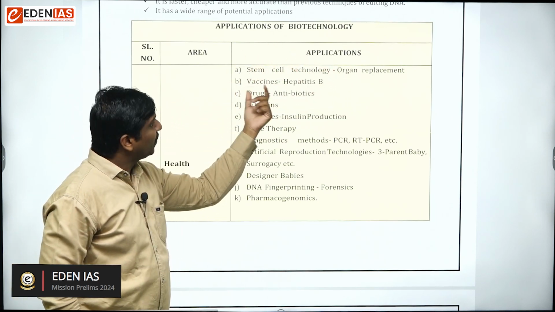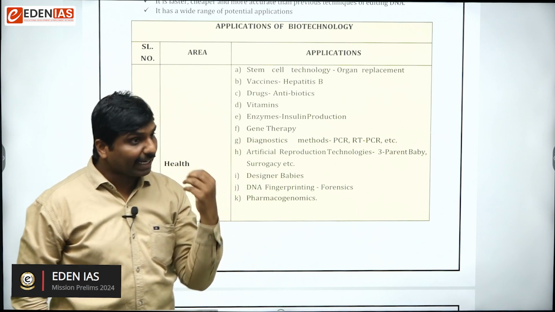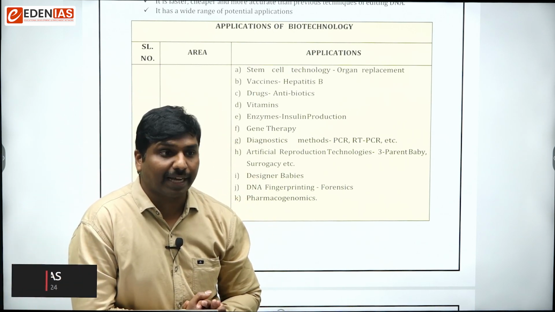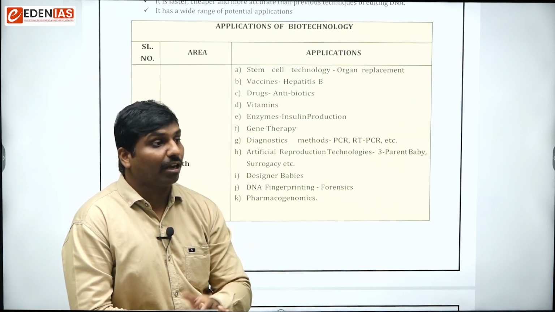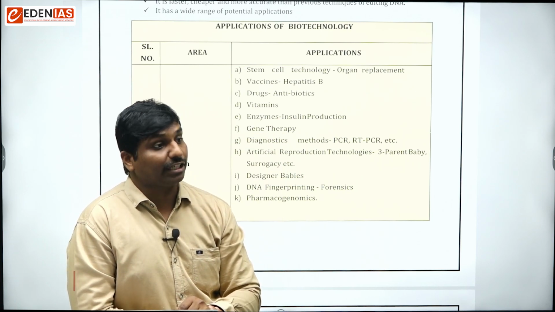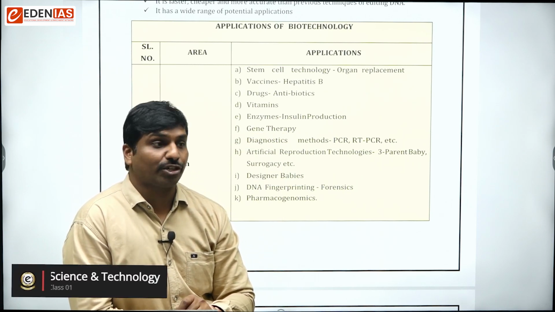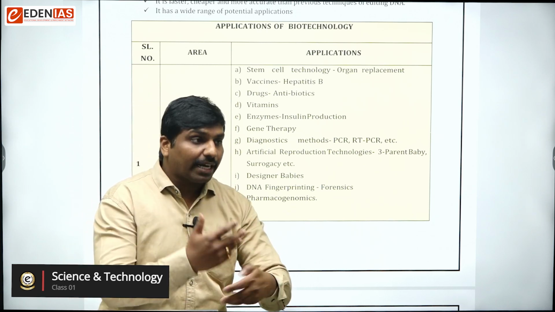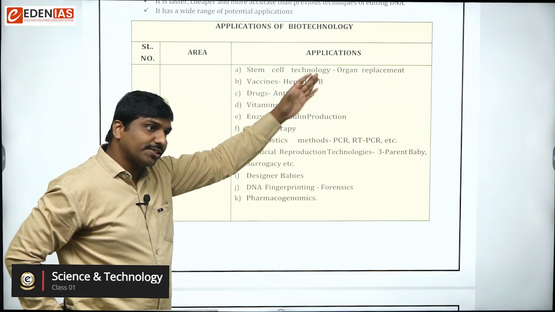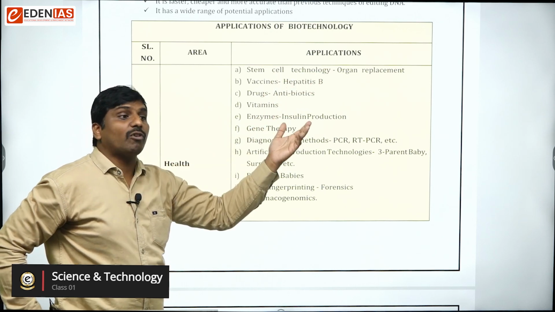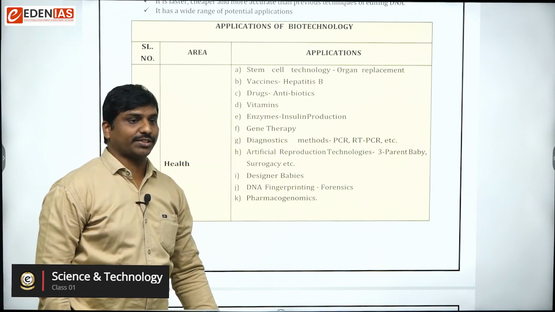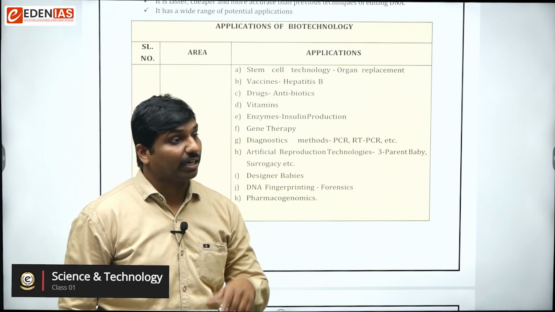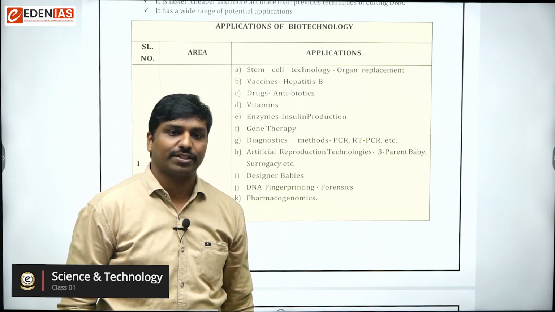Then for the development of certain vaccines, like recombinant vaccines such as hepatitis B. We also have vaccines like DNA vaccines, third generation vaccines, which have been developed even for COVID-19. It will be useful for developing such vaccines. And if you want to develop certain antibiotics, we can also use biotechnology. So, development of drugs like antibiotics, that is one thing.